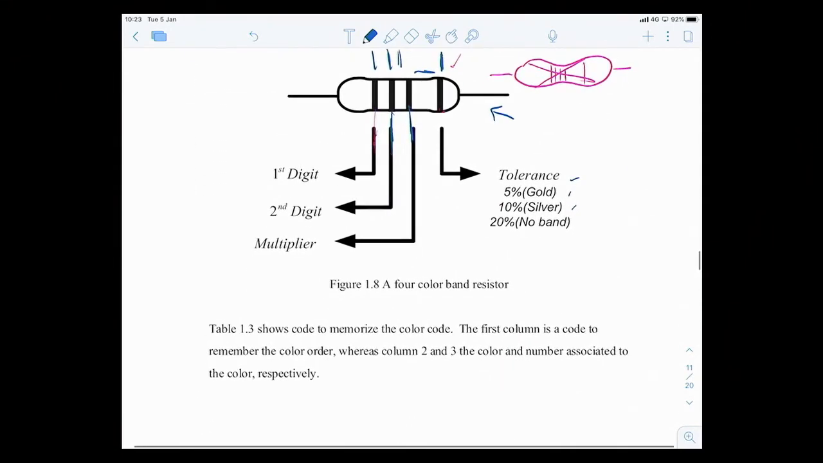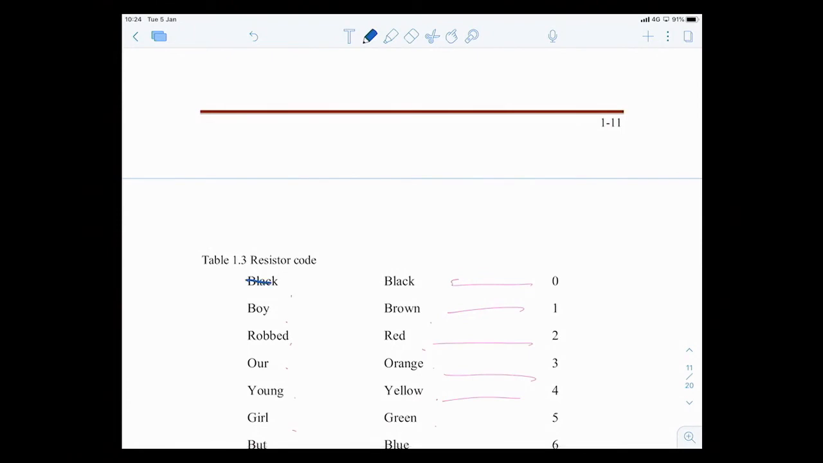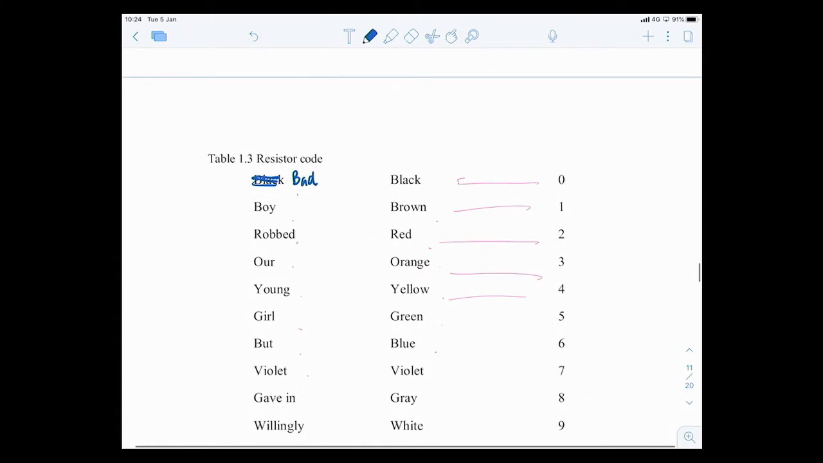Of course, if you have a multimeter to measure the ohms, you can use it. If you don't, and you have a pile of resistors and want to guess their values, you have to remember the value associated with each color. The way I remember this is: Bad boy robbed our young girl, but Violet gave in willingly.